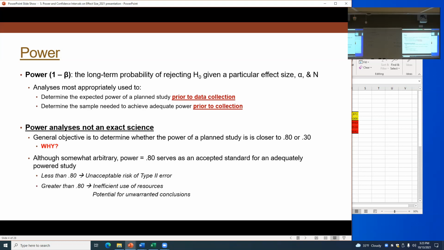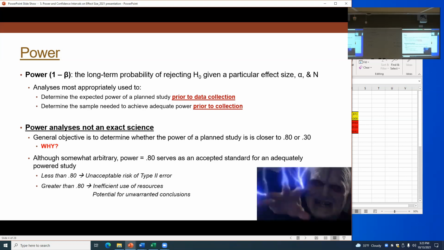Now, when we're talking in psychology about an adequately powered study, right? Our reference point is 0.8, okay? But again, this is a kind of rough estimate, okay? The argument being that if I've got power less than 0.8, this is unacceptable type 2 risk. I'm saying that less than 80% of the time am I going to find this effect that's actually out there in the universe, right?